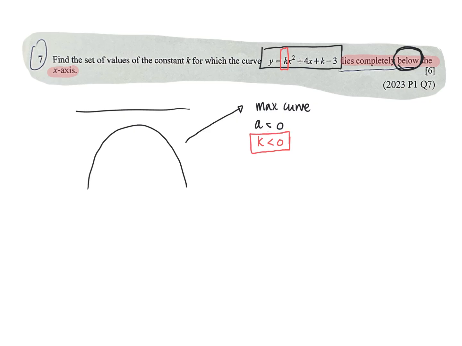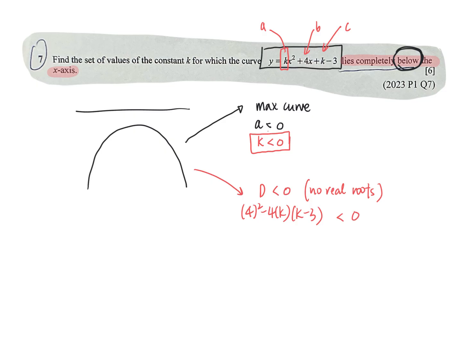Okay, second part, you know that if it lies completely below the x-axis, it basically has no real roots. So with that, we will go and find what is your A, what is your B, and what is your C. So B squared minus 4AC is less than 0. So go and do your normal simplification.